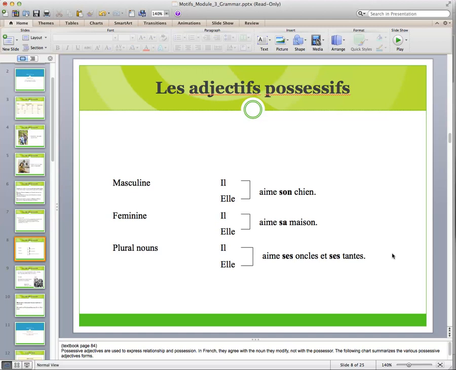Il aime ses oncles et ses tantes. He likes his uncles and his aunts. Elle aime ses oncles et ses tantes. She likes her uncles and her aunts. Because tantes and oncles are both plural, his and her are both plural as well.